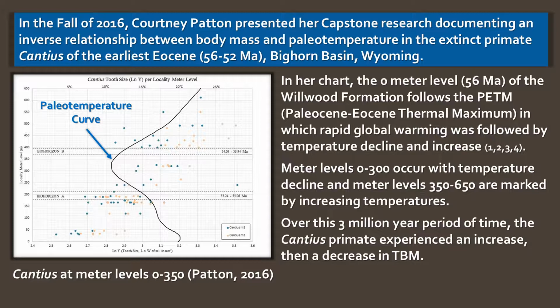You may notice the areas on the graph indicating biohorizon A and biohorizon B. These biohorizons indicate periods of time in which there was major faunal turnover. These give indications of mass immigration, emigration, speciation, and/or extinction.